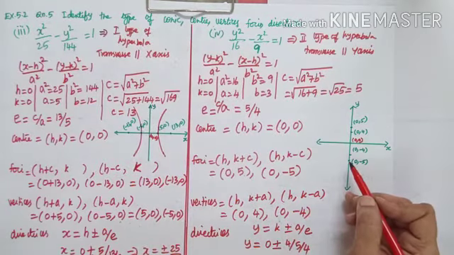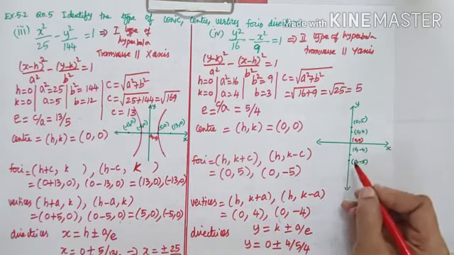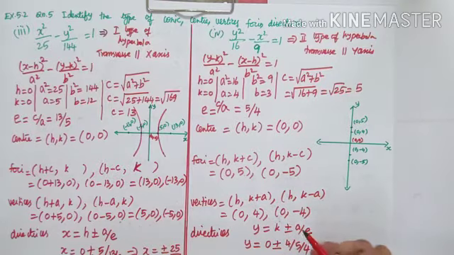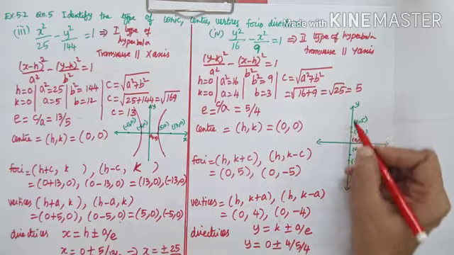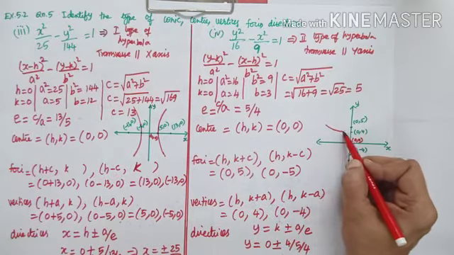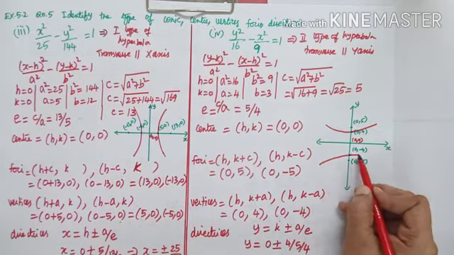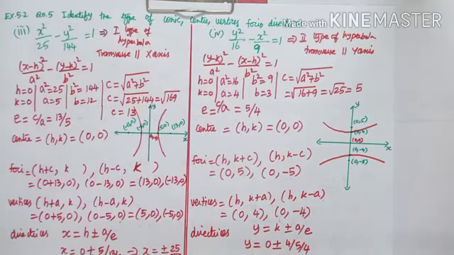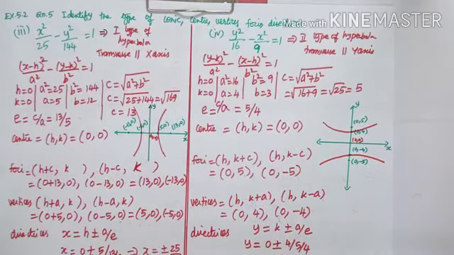The second one: here again, the vertices 0, 4 and 0, minus 4. The focus 0, 5 and 0, minus 5. Draw the curve through the vertex towards the focus. So I will draw like this. Similarly here, through the vertex towards the focus. So we have drawn the curve of the hyperbola. This being the first type and this the second type.